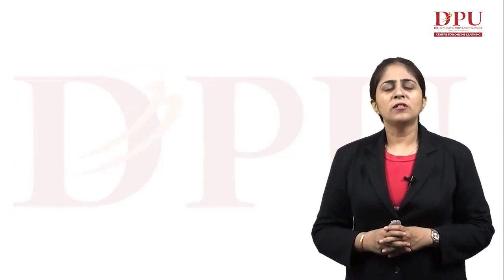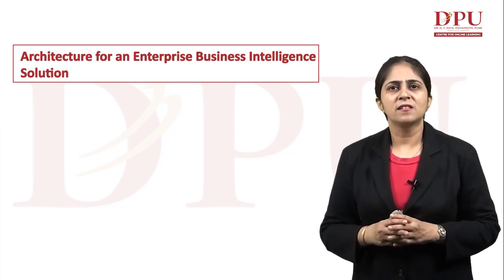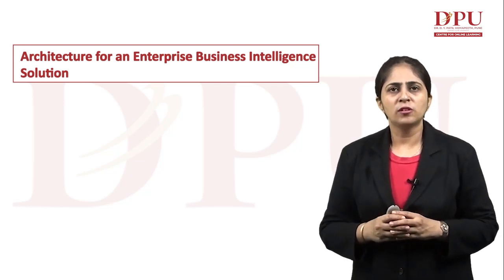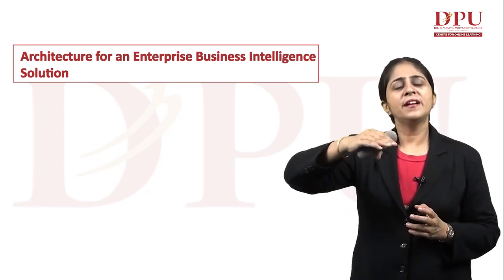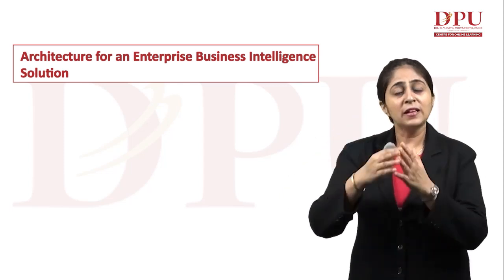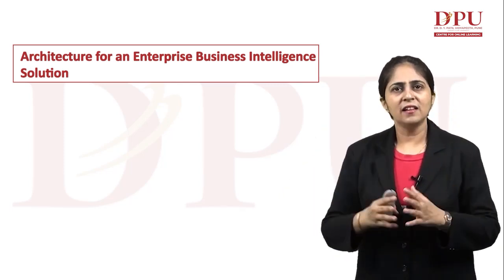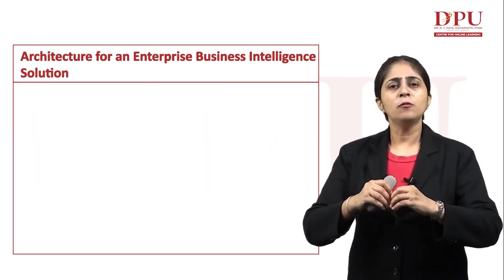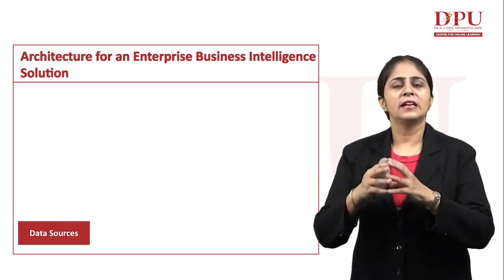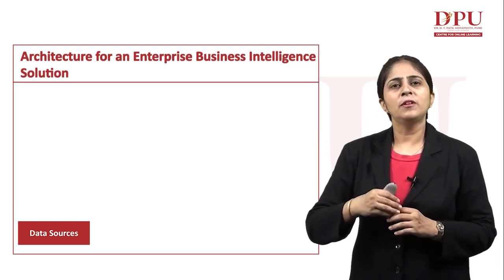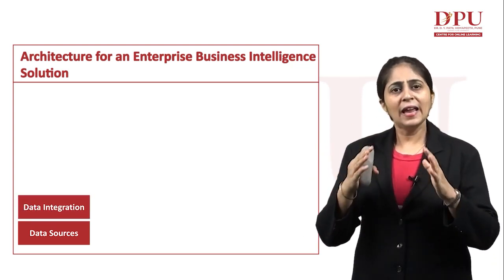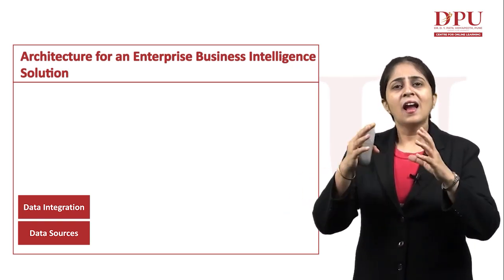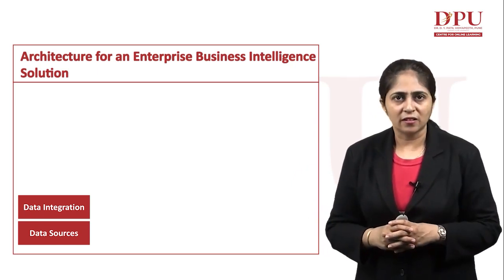Now, talking about the architecture of our enterprise business intelligence solution. If we are trying to build a business intelligence solution for one enterprise, there will be different layers which we have to build. The bottom layer would be the data sources where all the data is being stored. Above that, we will have the data integration. At the data integration layer, data from different sources will be assessed and a unified view of the data will be created.